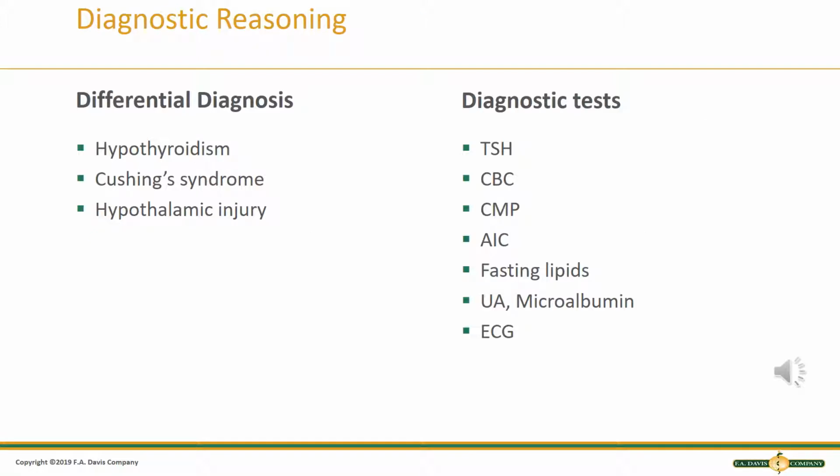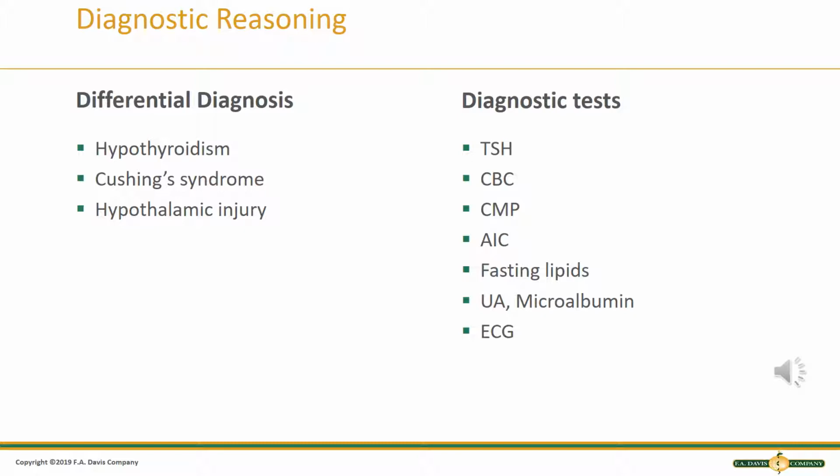For your differential diagnoses, weight gain can be either from an exogenous or an endogenous factor. So you could be looking at hypothyroidism, a Cushing syndrome, or a hypothalamic injury, in addition to obesity due to lifestyle and eating patterns as well.